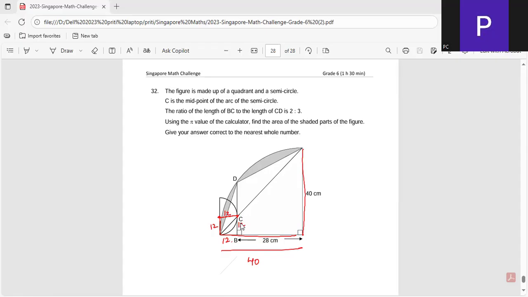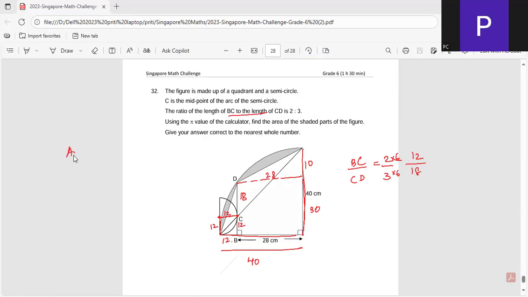Okay, now if this is 12, the ratio of length BC to CD is 2:3. So BC is 12, so CD has to be 18. So this is 18, so we just draw a line like this. So that means this part is 30 and this is 40, so you get 10 here. And opposite sides of a rectangle are equal, so we get 28. Now we have found all the dimensions.